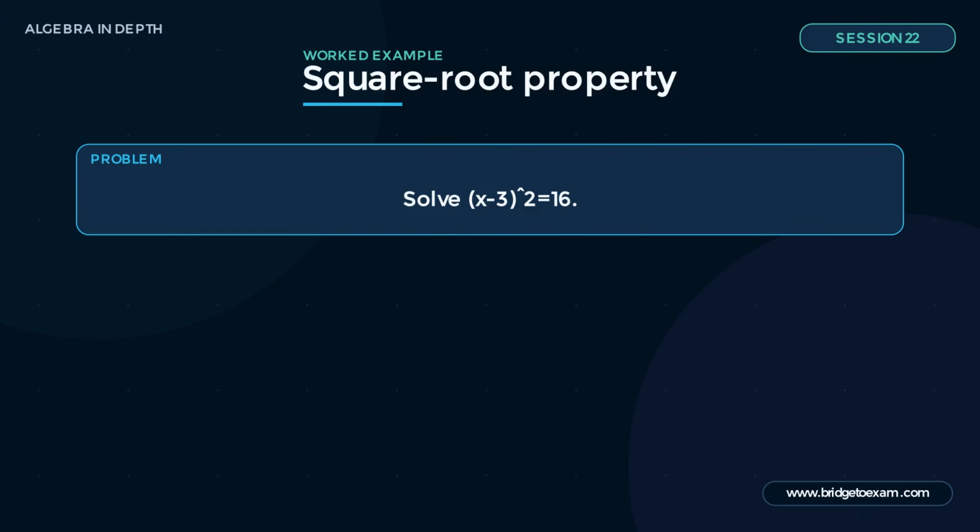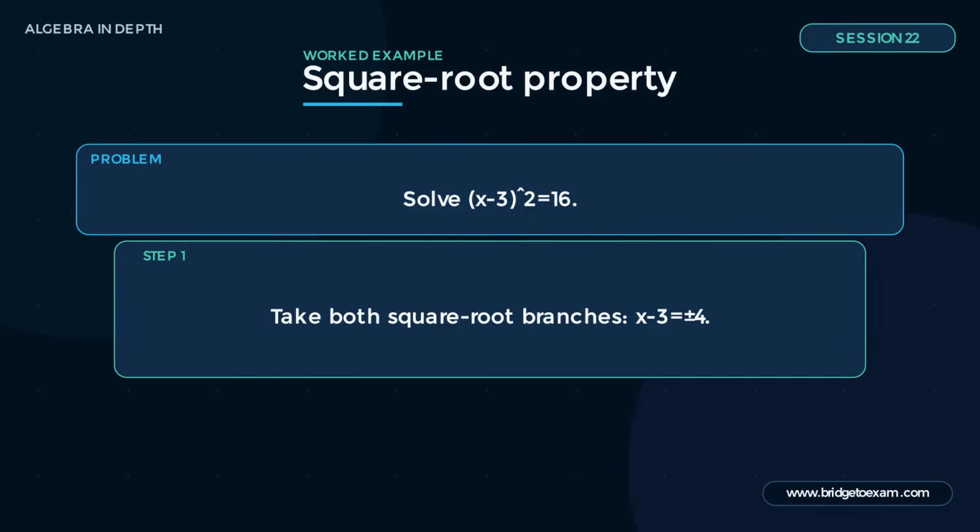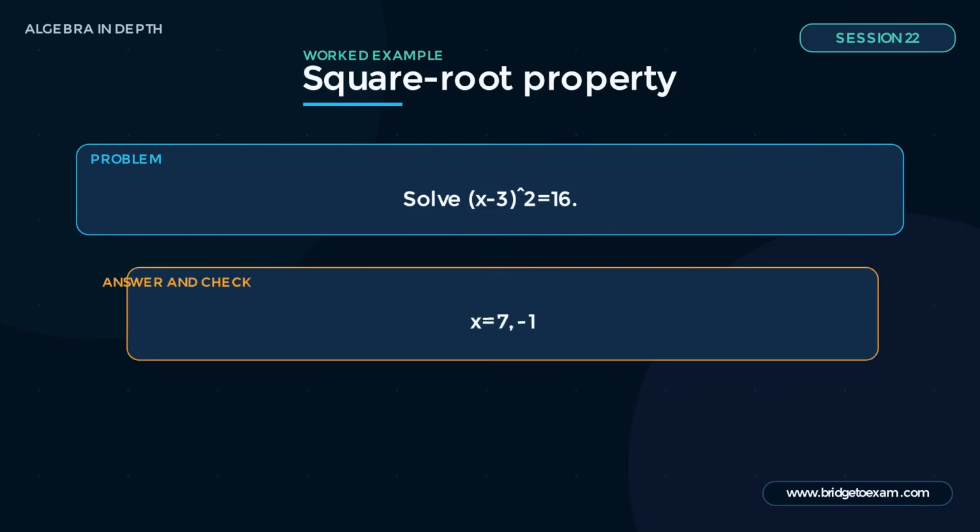Worked example, square root property. Solve (x − 3) squared equals 16. Step 1. Take both square root branches. x − 3 equals plus or minus 4. Step 2. Add 3. x equals 7 or x equals −1. Step 3. Both make the squared quantity equal 16. The final answer is x equals 7, −1. Check that it satisfies the original conditions and carries the correct units.